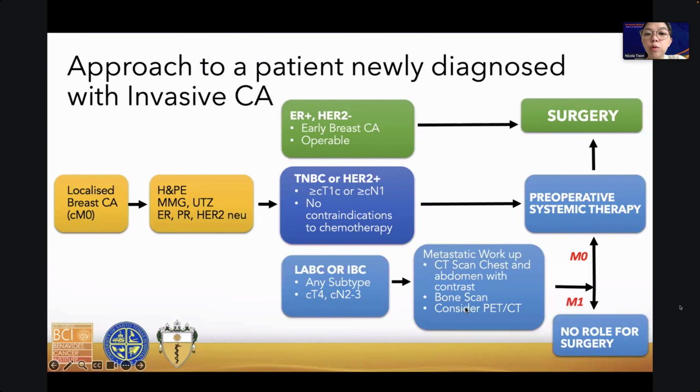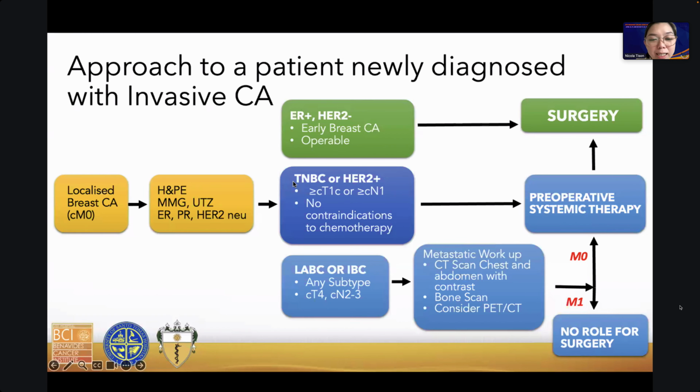Of course, we have to do complete metastatic workup. These are advanced disease. So we do usually CT scan of the chest and abdomen and a bone scan to rule out metastasis to the bone, lungs, and liver. Or we may sometimes even consider doing a PET CT scan. If the patient has any distant metastasis, then there is actually no significant role for surgery. If there is no sign of distant metastasis, then again, we send the patient for preoperative systemic therapy.